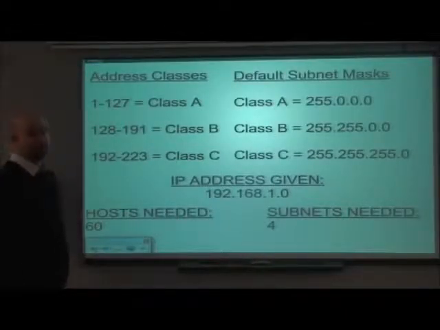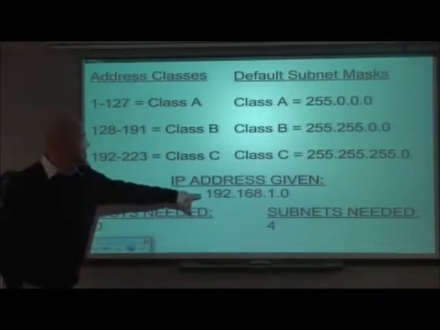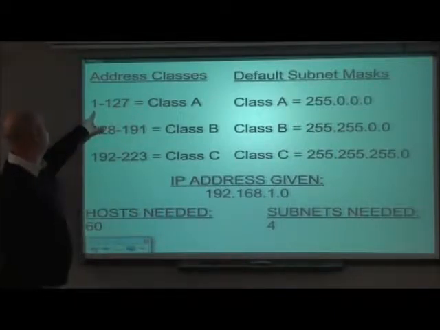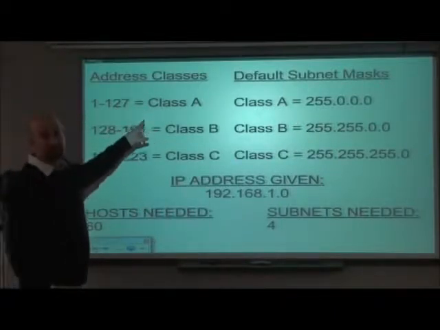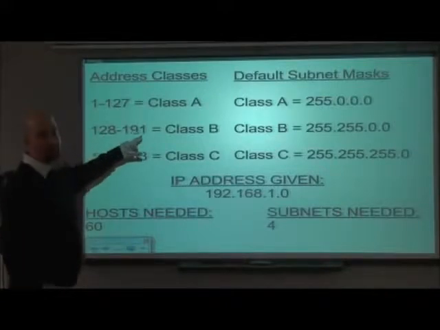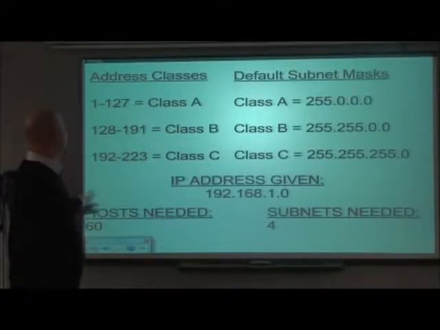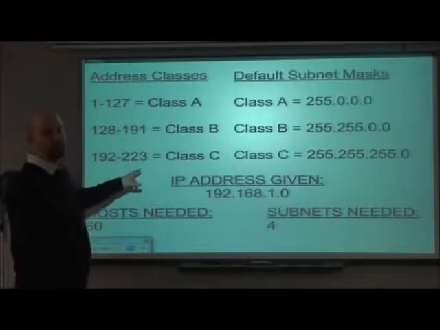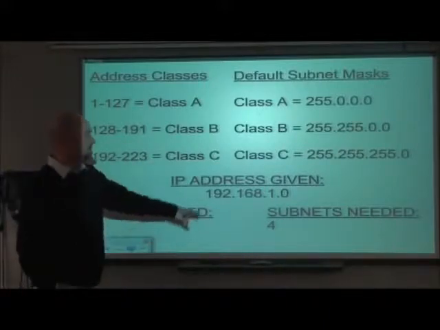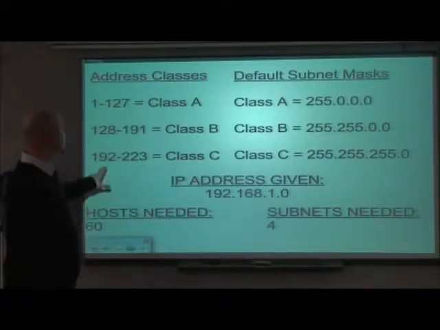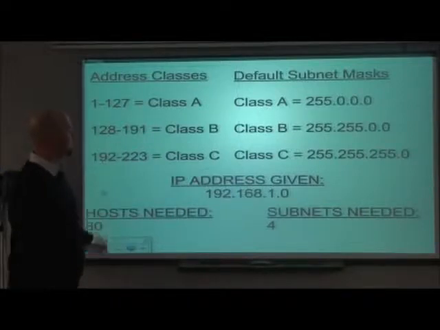Okay, to get started, we'll take a look at the IP address we were given, 192.168.1.0. Next, we'll take a look at our address class table. Looking at the first octet in our IP, 1 through 127 is a class A. 128 through 191 is a class B. 192 through 223 is a class C. And we see ours begins with a 192, so we know it's a class C.